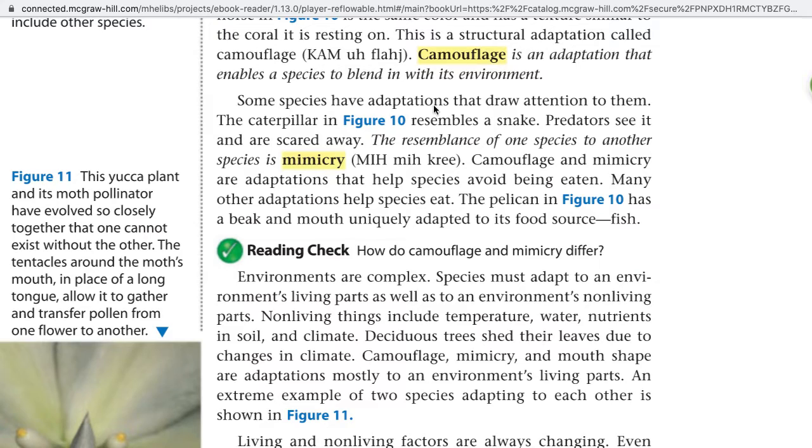Some species have adaptations that draw attention to them. The caterpillar in figure 10 resembles a snake. Predators see it and are scared away. The resemblance of one species to another species is mimicry. Camouflage and mimicry are adaptations that help species avoid being eaten. Many other adaptations help species eat. The pelican in figure 10 has a beak and a mouth uniquely adapted to its food source, fish.